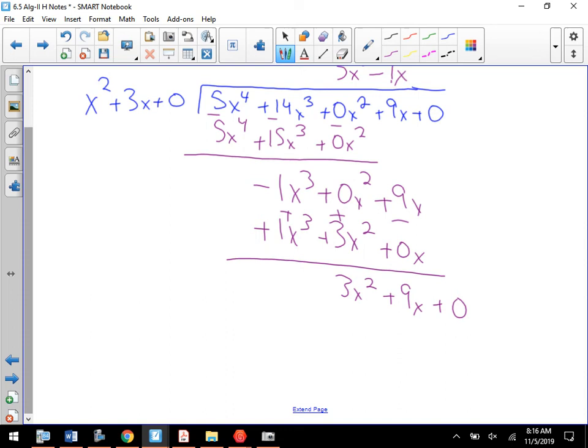What do you multiply x squared by to turn it into 3x squared? 3.